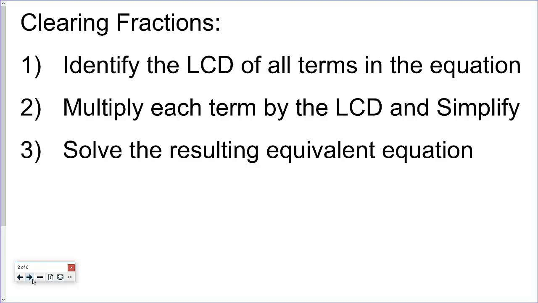Here are the rules. There's pretty much only 3 steps you need to know. First thing you need to do is identify the least common denominator. We call that the LCD of all terms in the equation. Second thing you'll need to do is multiply each term by the LCD and simplify. Finally, you'll just solve the resulting equivalent equation for the unknown variable.